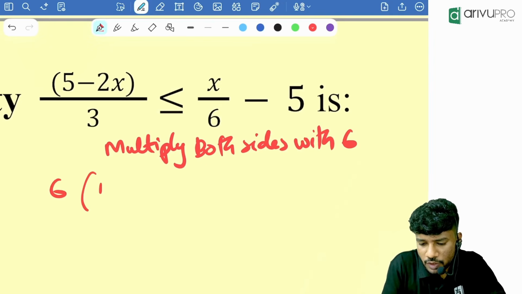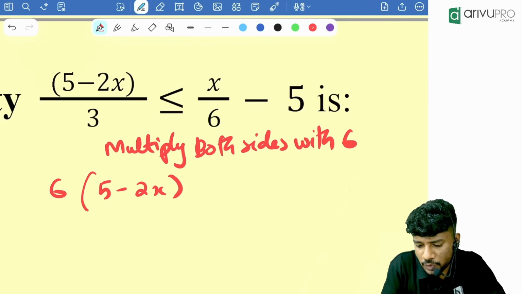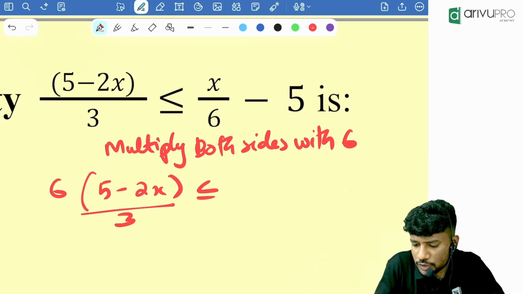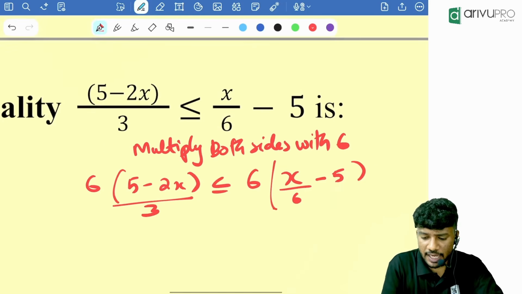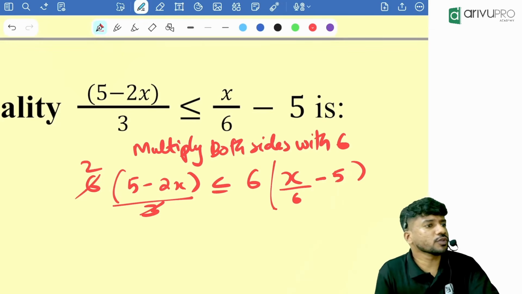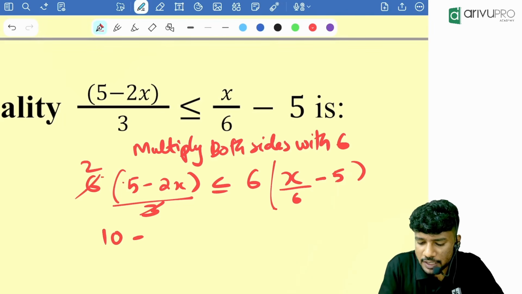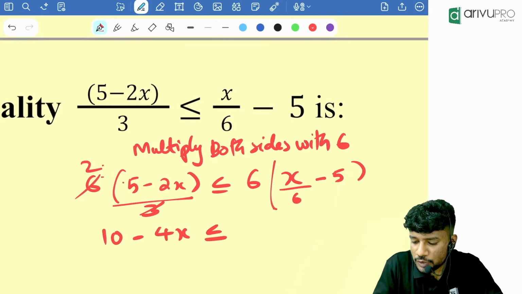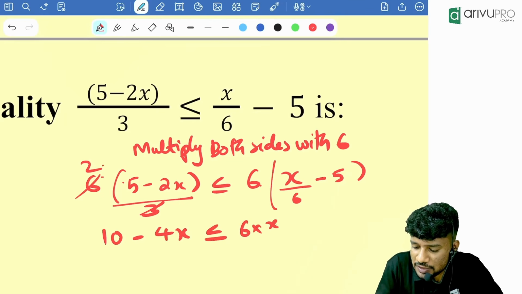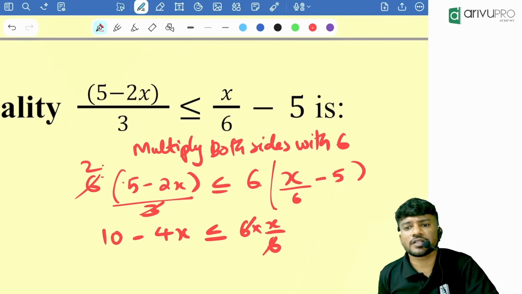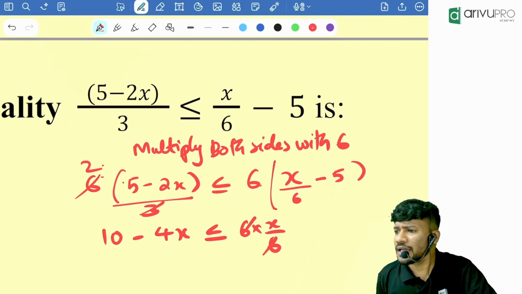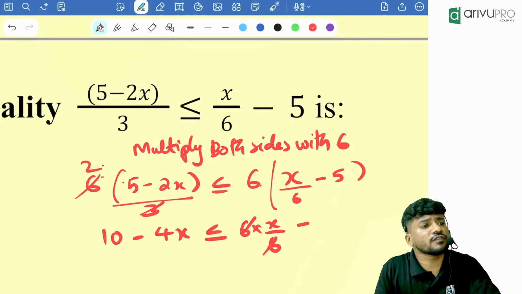That means it will become 6 into (5 minus 2x) divided by 3 less than or equal to 6 into (x by 6 minus 5). I will now cancel here. That will become 2. Any doubt in that? No. Now open the bracket. 2 into 5 is how much? 2 into 5 is 10. Minus 2 into 2x is how much? 4x. Less than or equal to 6 into x by 6 will become what? x. Correct. 6 into x by 6 will become x. Minus 6 into 5 is how much?